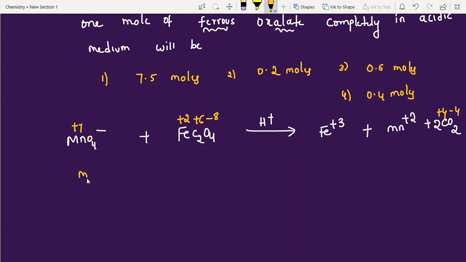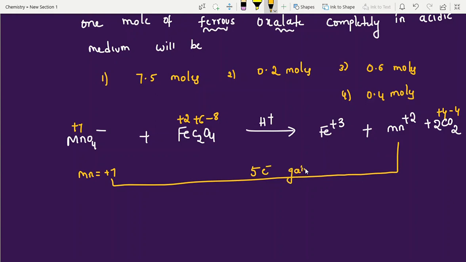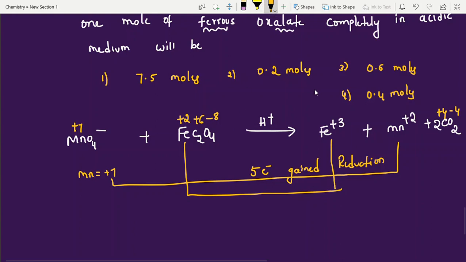Now manganese +7 to +2 means 5 electrons gained. 5 electrons gained. What happened here? Reduction. The oxidizing agent is nothing but itself, it is reducing, right? Now this is +2. This is very important, students. Fe +2 to +3 converting. What happened here? Oxidation. +2 to +3. Iron +3 to +2 is also a conversion.